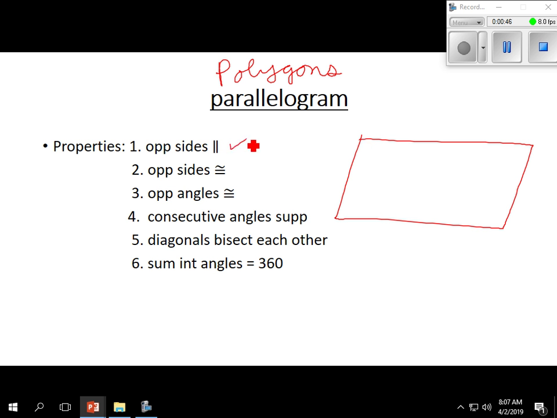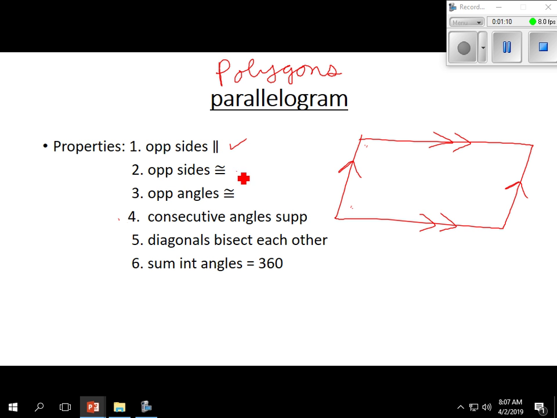Number one here, opposite sides are parallel. So this side has to be parallel to that side. This side has to be parallel to that side. That starts getting us into these angles are same side interior angles or consecutive interior angles, which must be supplementary, and we'll talk about that down here.